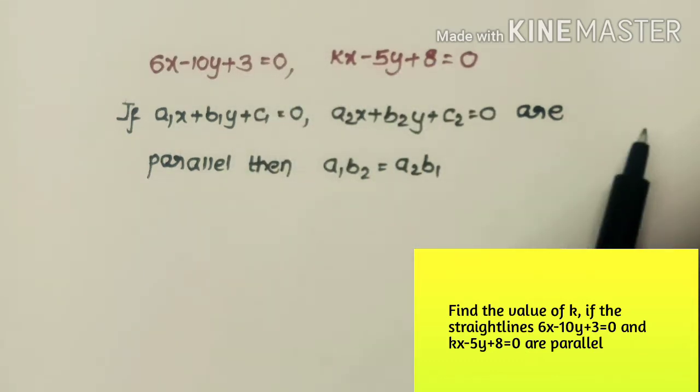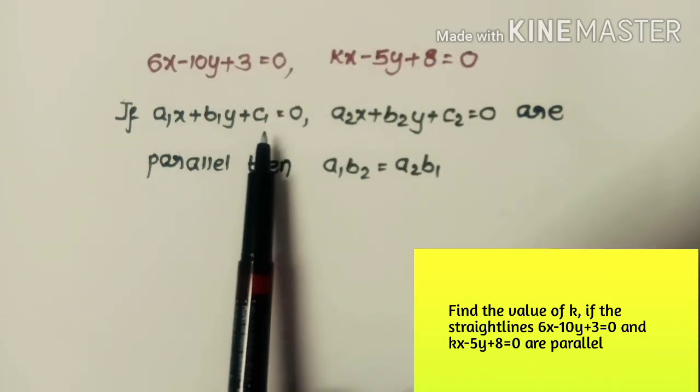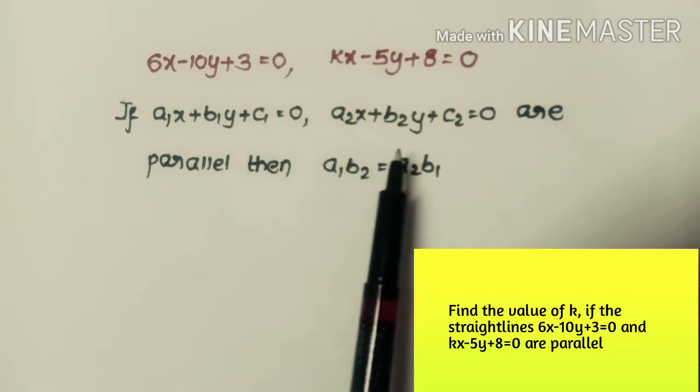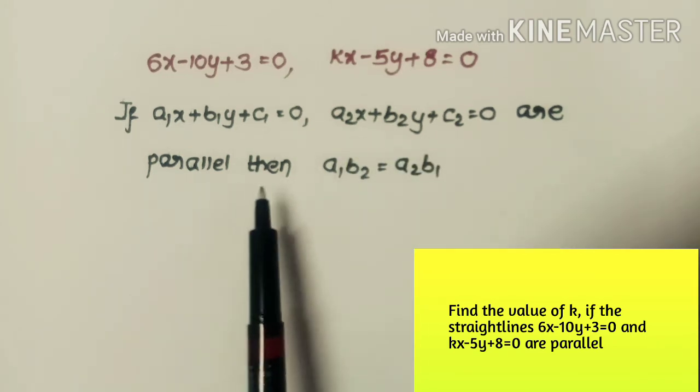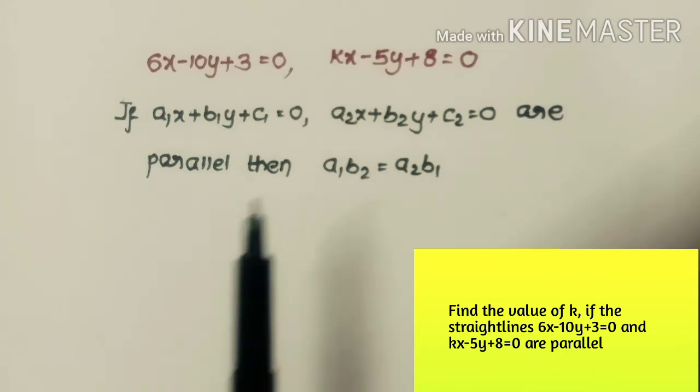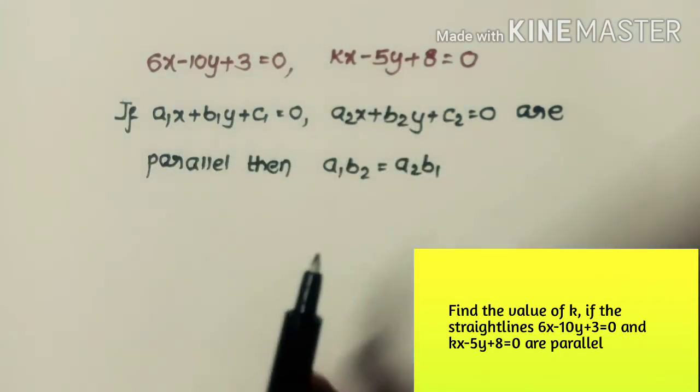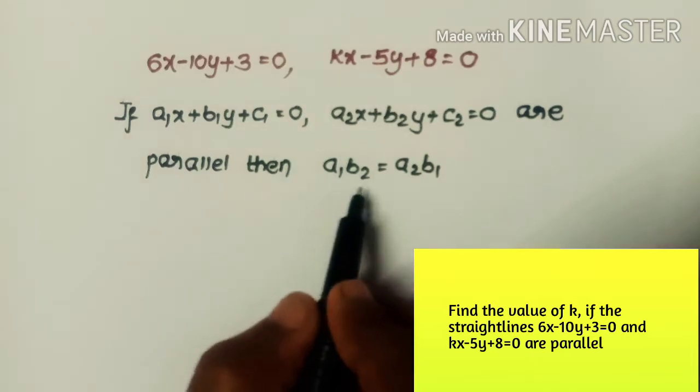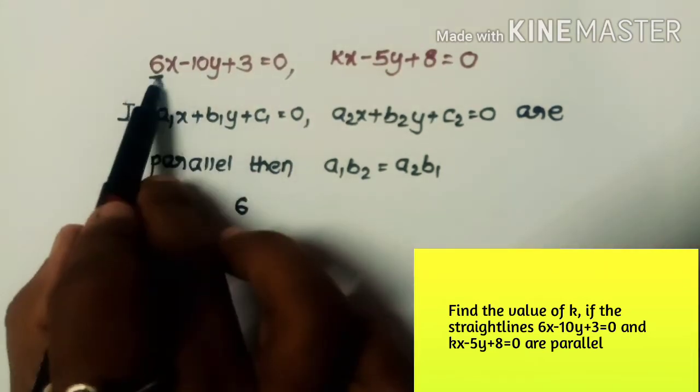What is the condition for parallel lines? If a1x plus b1y plus c1 is equals to 0 and a2x plus b2y plus c2 is equals to 0 are parallel lines, the condition is a1 b2 is equals to a2 b1. Here given that these two lines are parallel, so we are applying the condition here. So a1 b2, what is a1? a1 is equal to 6.